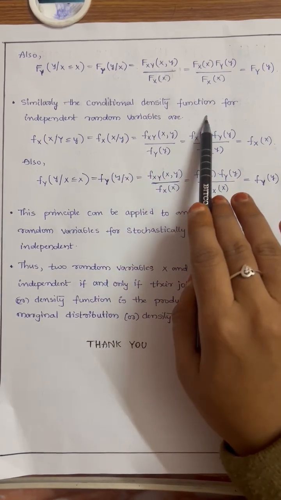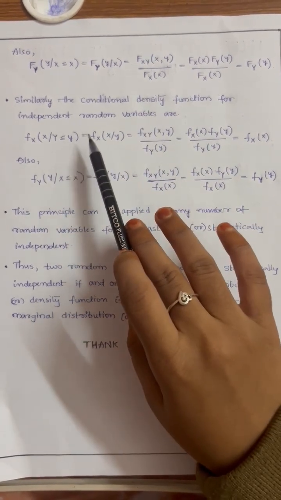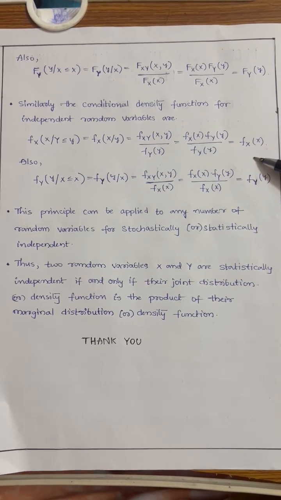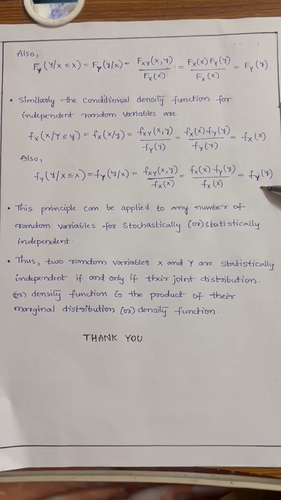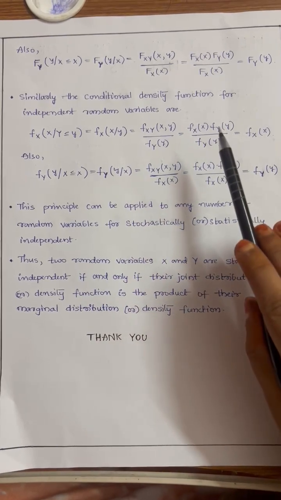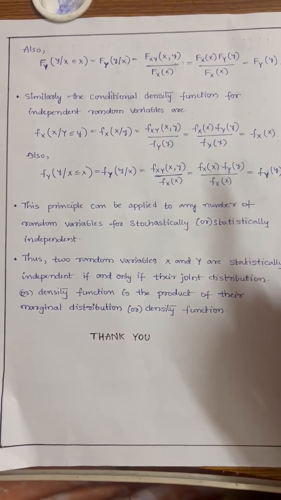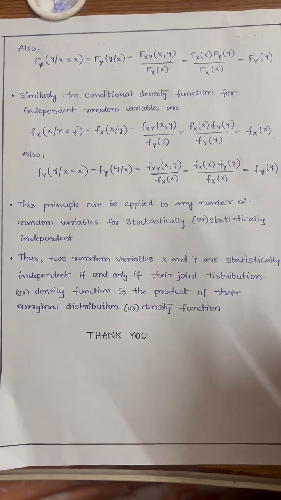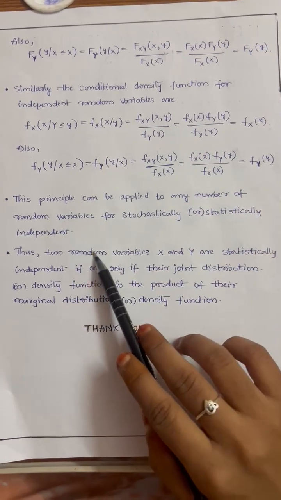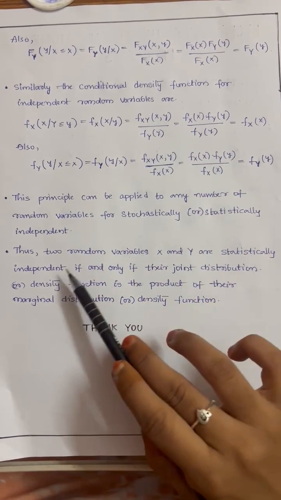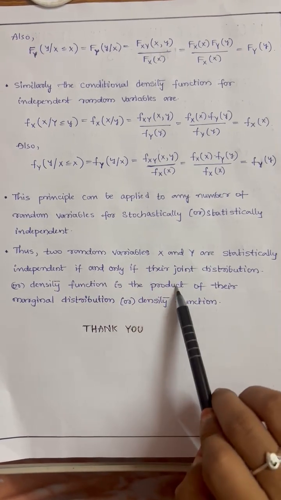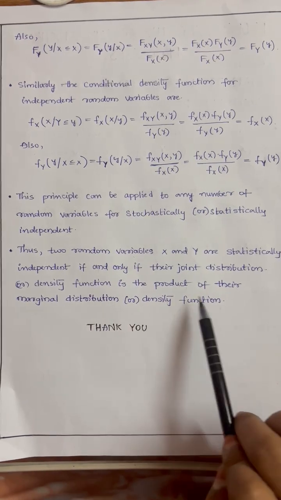Coming to the conditional density functions for two independent random variables, they are defined as the marginal density function of x and the marginal density of y, as discussed earlier. So this principle can be applicable to any number of random variables, for which those random variables should be statistically independent. Now what we discussed here is that two random variables X and Y are statistically independent if and only if their joint distribution or density function is the product of their marginal distribution or density functions.